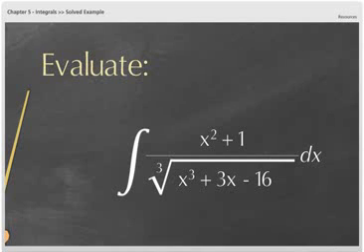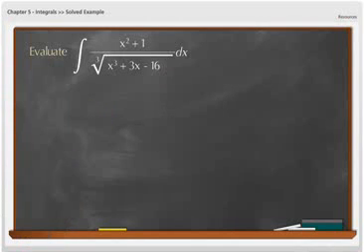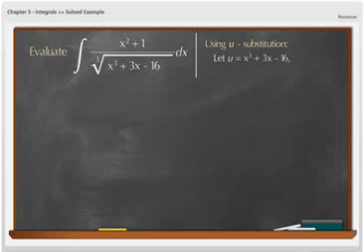plus 1 divided by the cubic root of x cubed plus 3x minus 16 dx. To evaluate an integral like this one, you are going to think about using the u substitution. But how are you going to choose your u? Well, let u be equivalent to x cubed plus 3x minus 16.